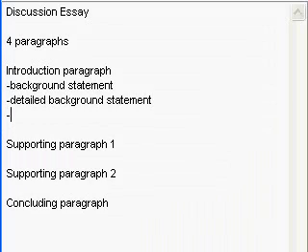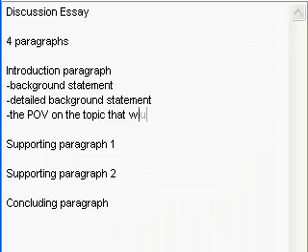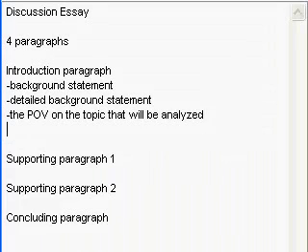The third sentence is the points of view on the topic that will be analyzed. So if you're writing this for an IELTS exam, it's going to be probably 2 points of view on the topic that you're going to look at. Okay, and then obviously the first one is going to appear in supporting paragraph 1, and the second one is going to appear in supporting paragraph 2.